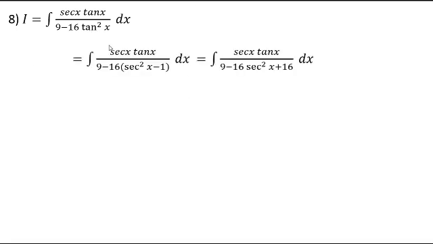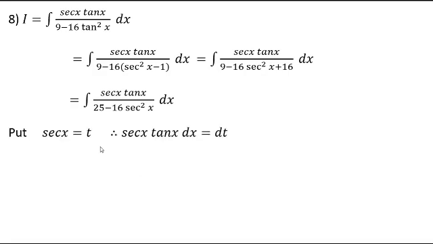This is one problem. Here I observe that derivative of sec x is sec x into tan x, but I can't find sec x here. I will convert this tan square x into sec square x, and after converting that into sec square x, I will put sec x is equal to t. So my denominator will become 25 minus 16t square, and numerator derivative of sec x is sec x tan x dx. Sec x tan x dx will become dt.